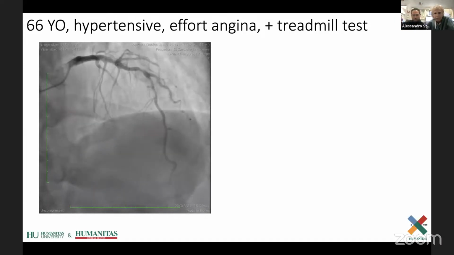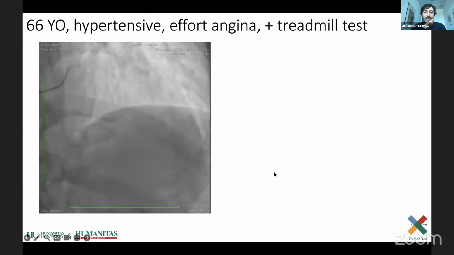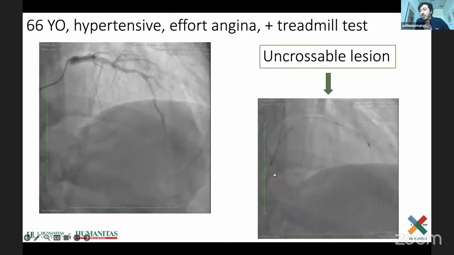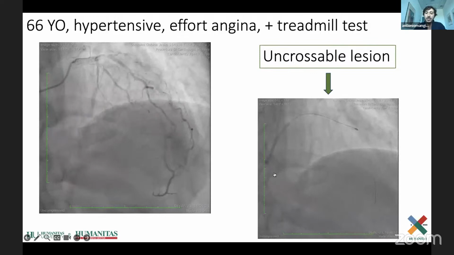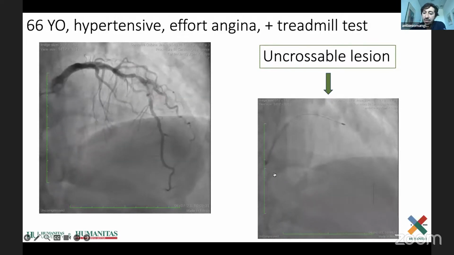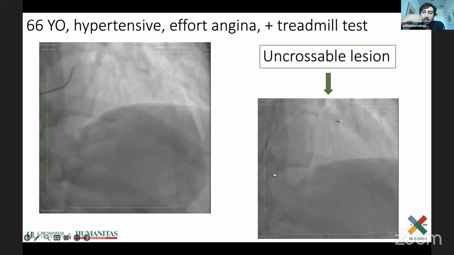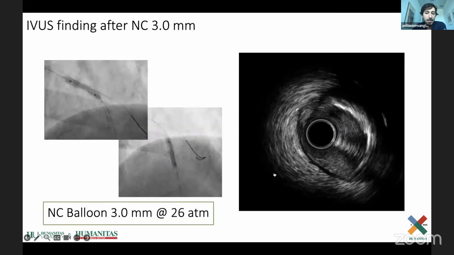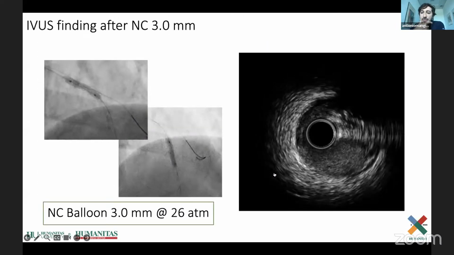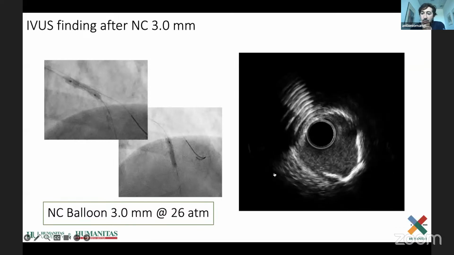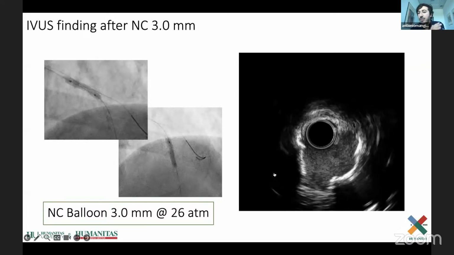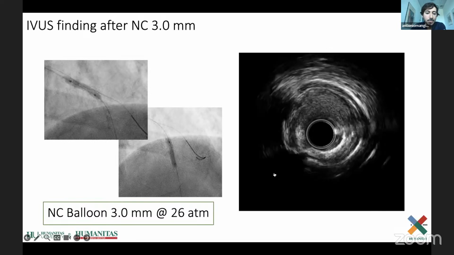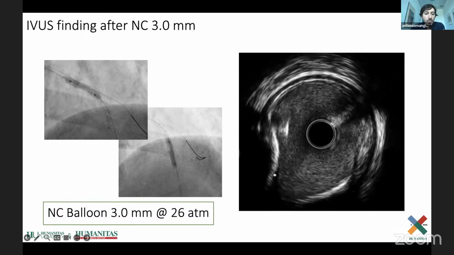Okay. So it was a very easy case because nothing crossed, it was an uncrossable lesion, and so we had to rotablate up front. We utilized the 1.75 burr, and I think that the burr went nicely down. We did some runs, but finally it was okay. So these are the IVUS findings after the non-compliant balloon that we did after rotablation, because after rotablation, I think that it is always mandatory to post-dilate using a non-compliant balloon. And you see the behavior of the non-compliant balloon.